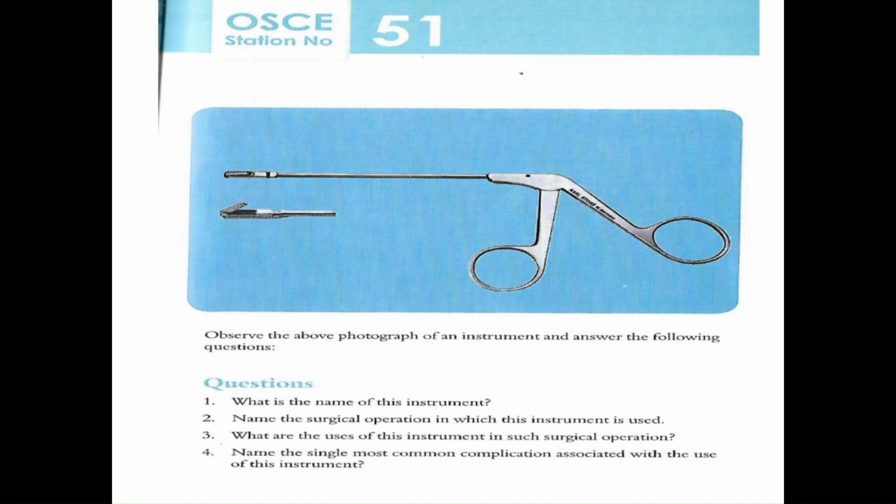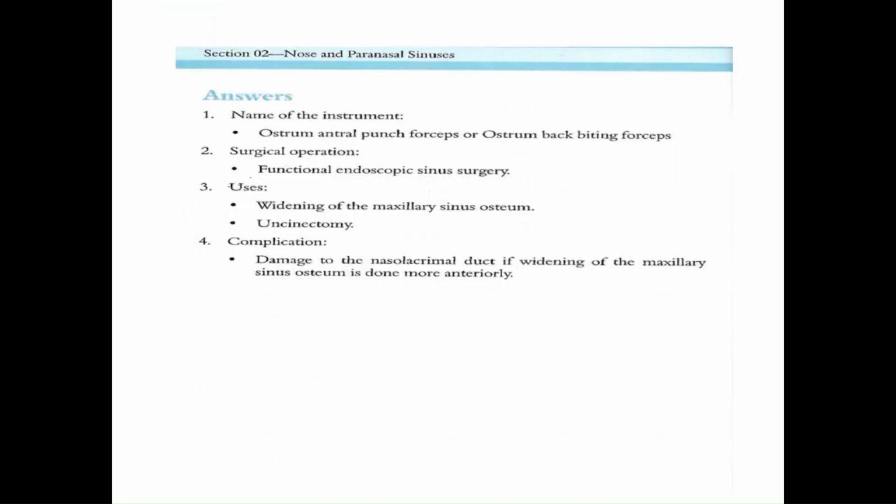Observe the above photograph of an instrument and answer the questions. Name the given instrument and its use. Name the complication associated with it. Ostrum nasal punch forceps. Used in FESS. Uses in operation: widening of maxillary sinus ostium, uncinectomy. Complication: damage to the nasolacrimal duct.